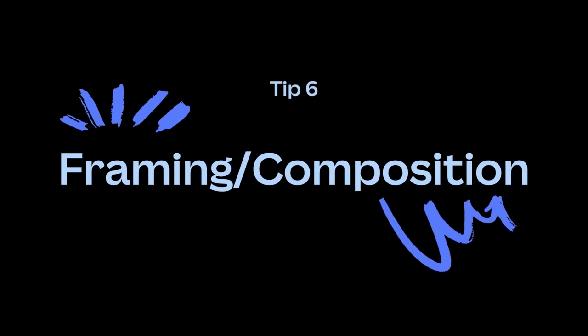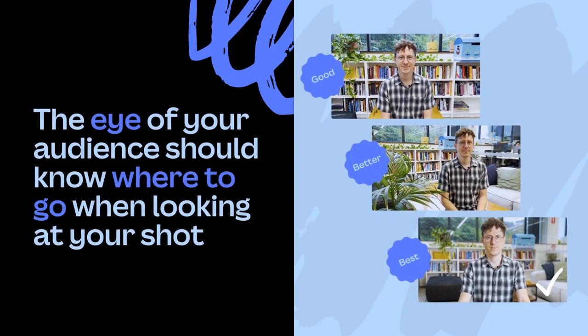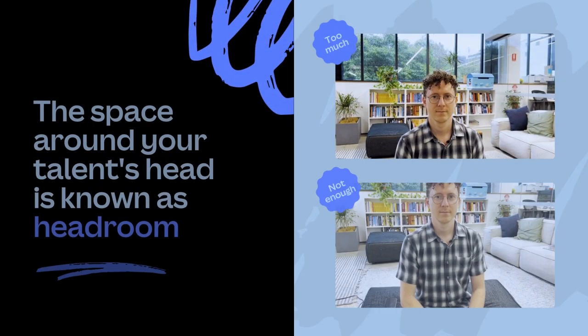Framing and composition. Try to make it so that when your audience looks at your shot, they know exactly where their eye is meant to go. Try reducing clutter, using directional lighting, using your depth of frame, and using shallow focus.